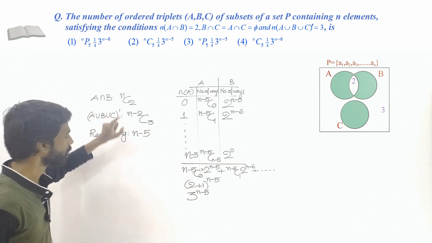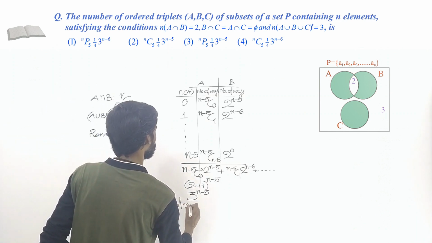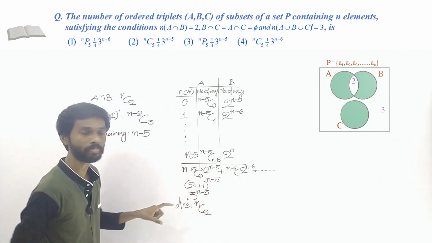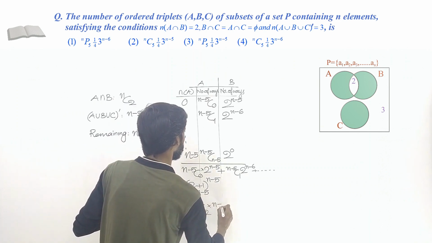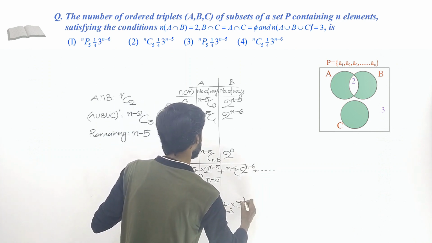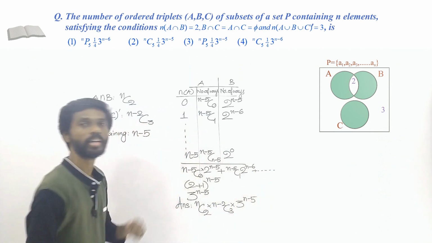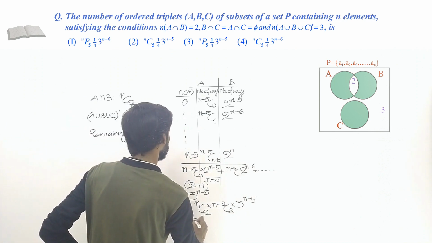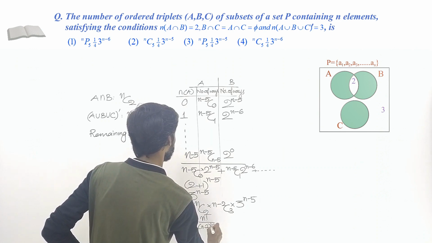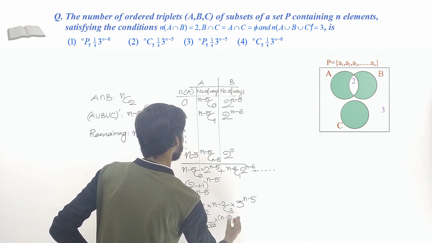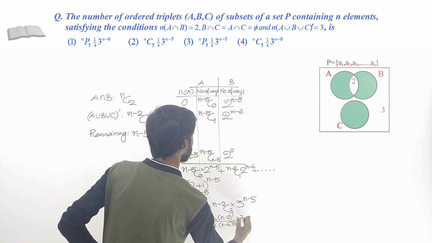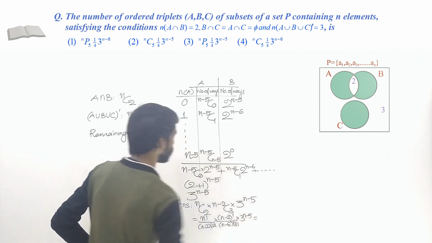But already we have different cases here. So our required answer is the multiplication of all this. So nC2 is the number of ways to select 2 elements initially, and the next 3 elements, n minus 2 C3. And the remaining n minus 5 elements can be distributed in 3 to the power n minus 5 ways. So this is the number of ways. Now if you do the simplification, this will be equal to n factorial divided by (n minus 2) factorial multiplied by (n minus 2) factorial divided by (n minus 5) factorial, 3 to the power n minus 5. Okay, so that can be further simplified.